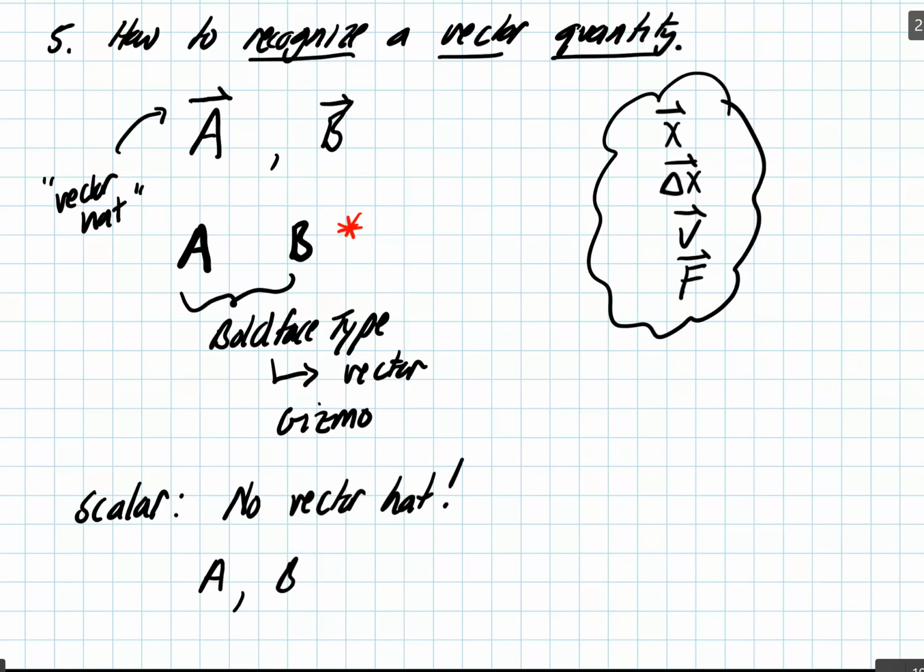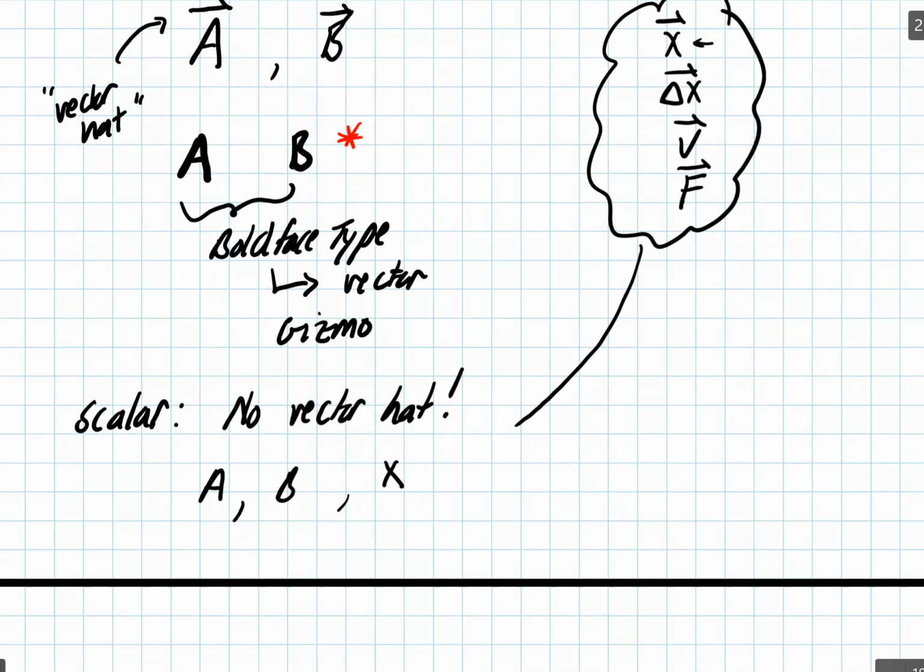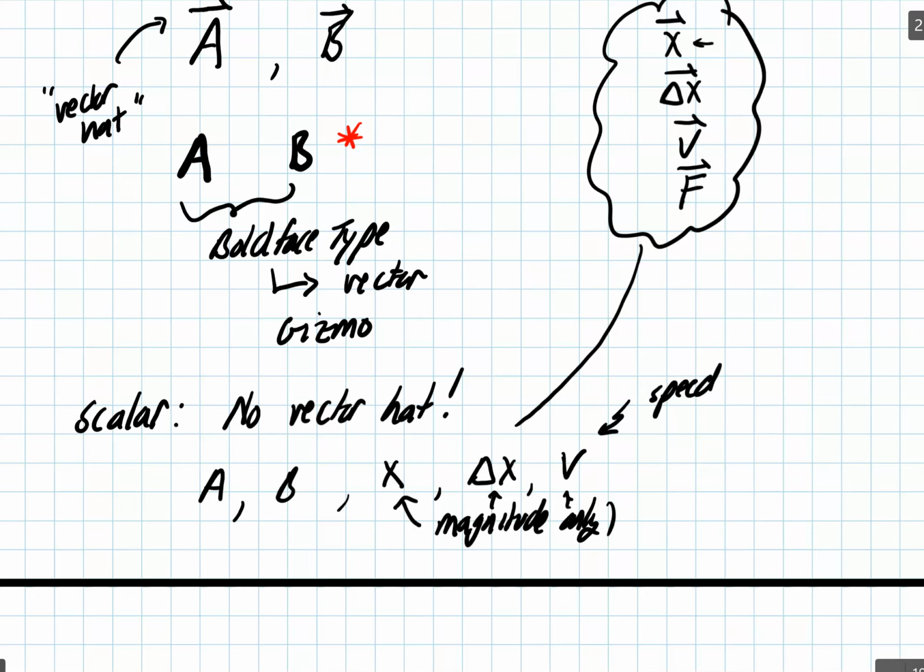What if I see X with no vector hat? That's not a vector. We say, but that's position. Well, yes, but it's basically magnitude only. And if you see delta X without a vector hat, it's magnitude only. And if you see V without a vector hat, it's magnitude only. So this would really be speed. So if you see V without the vector hat, it's speed. And if you see F, it's magnitude only.